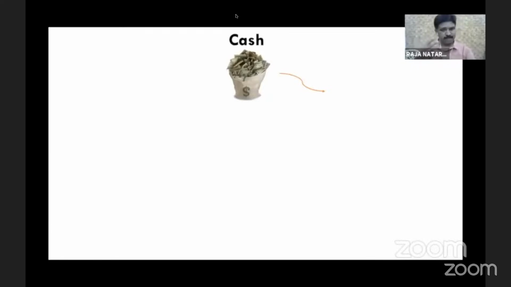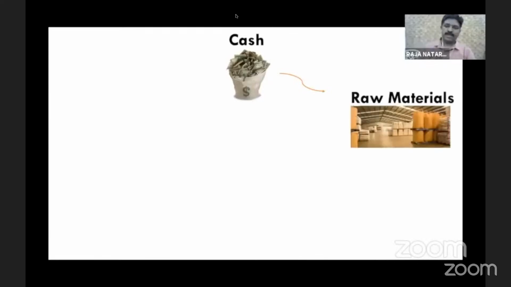So inventory management is a special area. Okay, so by applying the inventory management principles, I have to decide on for how many days I have to maintain raw material. Okay, so first my cash will go in purchasing raw material. After that, what will happen? This raw material have to be taken for production.